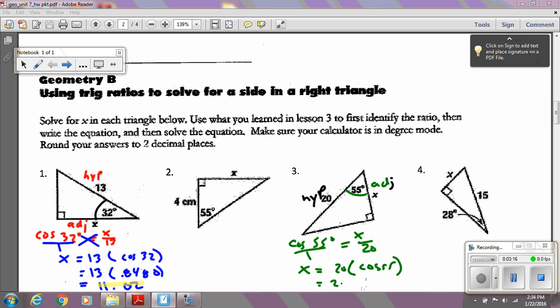Which would give you 20 times cosine of 55, and cosine of 55 is 0.5736. So I need to multiply that by 20 now, and you would get 11.47 as a final answer.